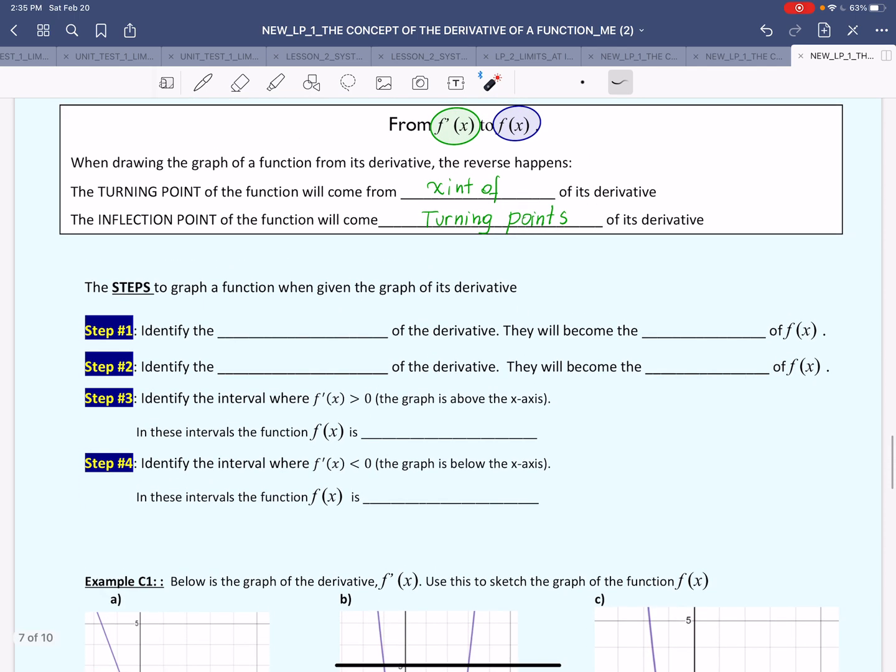So, these are the steps that I put together to graph a function when we are given the graph of the derivative. First of all, we want to identify the x-intercepts of the derivative, or the zeros of the derivative. And why do we do that? Because they will become the turning points for f of x. And then we have to identify the turning points of the derivative.